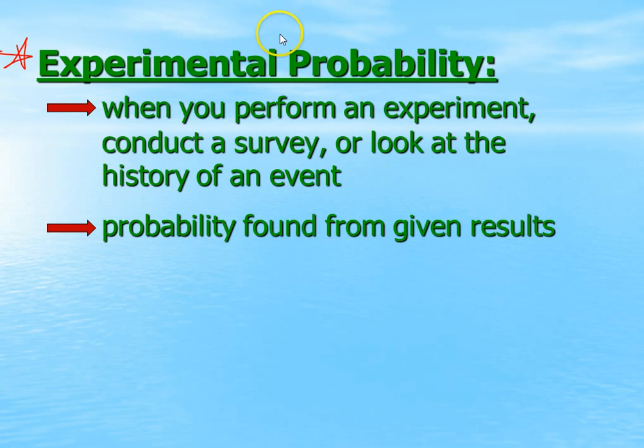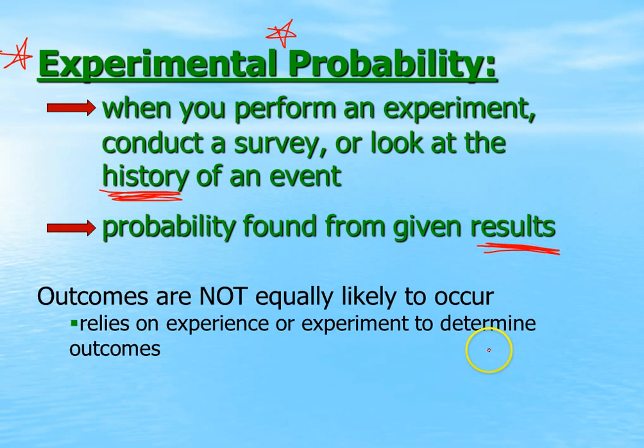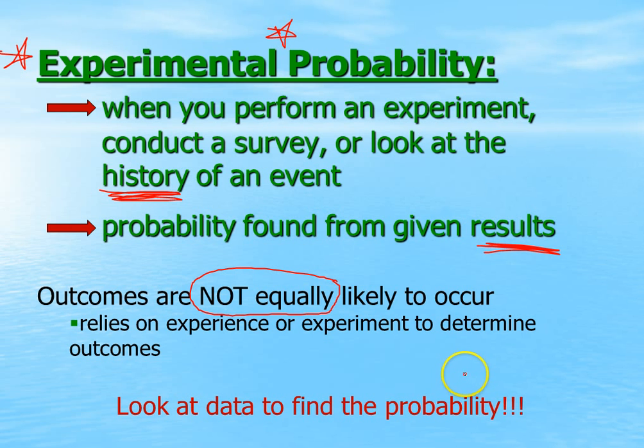So experimental, you actually have conducted an experiment and you're looking at your results, or you're looking at the history. Now, outcomes are not equally likely. Again, going back to the die, it is possible I can drop a die 6 times and get all 6s. So it is not equally likely anymore when you're doing experiments. So always, always, always, like I said, you have to look at the results, the history, that data when you're doing experimental.